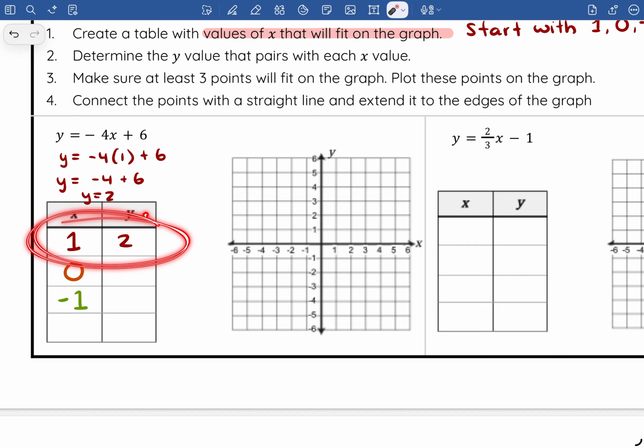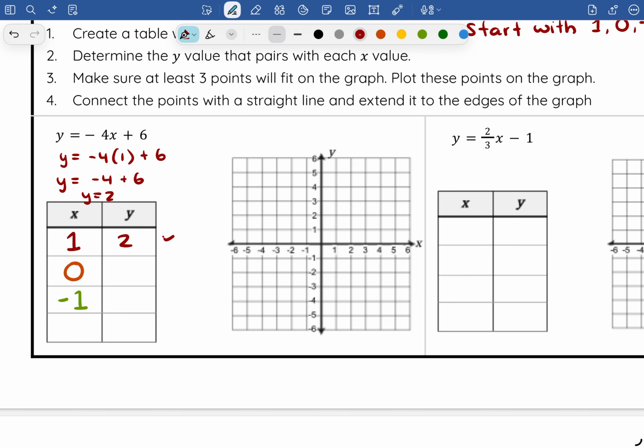So I know it's a little bit of work, but we want to see, okay, that fits on the graph. I'm going to make the rule that we have to have at least 3 points that fit on the graph. That way we can check that they do fall in a straight line and that we're on the right track. But it doesn't make you do too much work. So x value of 1, y value of 2 would go right there. So it definitely fits. And now we do the same thing with our other x values.